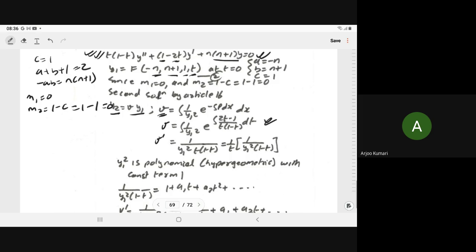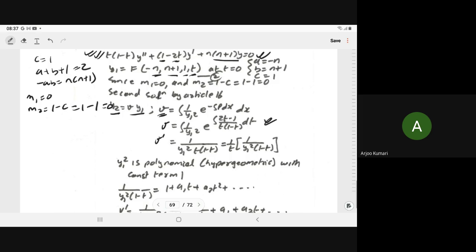And if you take 1 upon t outside, in the bracket we have 1 upon y1 square into (1 minus t). So y1 is what? It is a polynomial, right? It is a polynomial, a hypergeometric equation with constant term 1. Initial term is 1. So this is analytic. Elementary operation with elementary functions is also analytic.